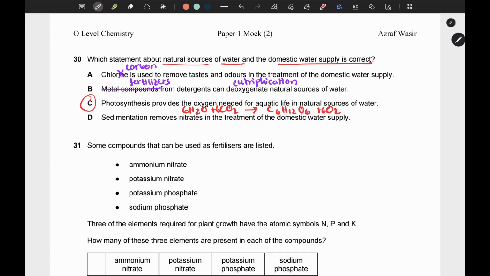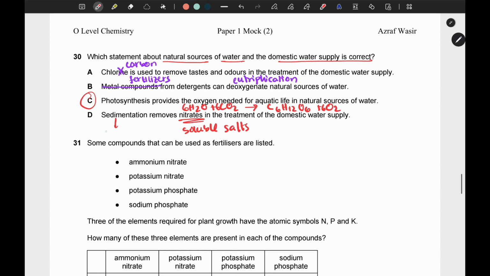And then if you look at D, sedimentation removes nitrates. Nitrates are soluble salts, so sedimentation wouldn't work. Sedimentation would only work for insoluble substances.